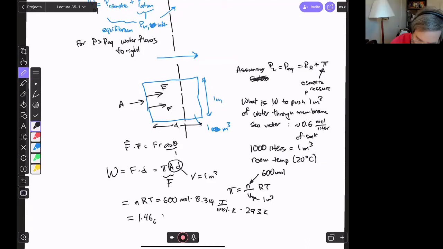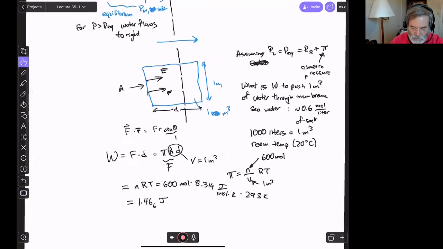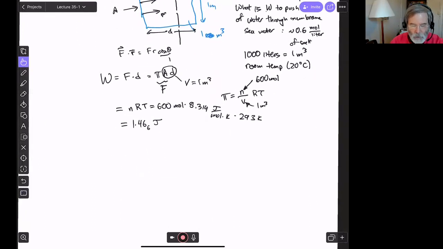1.46 million joules, good. Which sounds like a lot, but bear in mind that a cubic meter is a lot of water, 1,000 liters of water. So maybe it's not surprising that it takes a lot of energy to purify that. Questions?